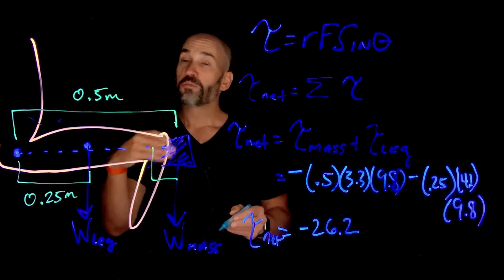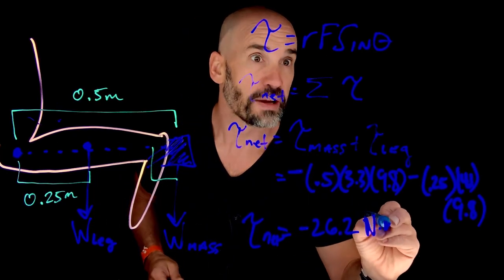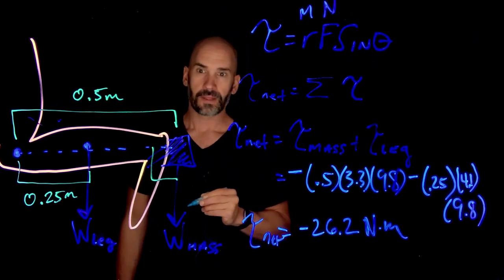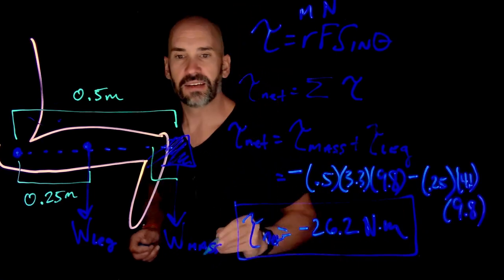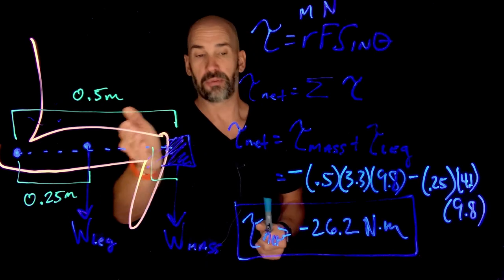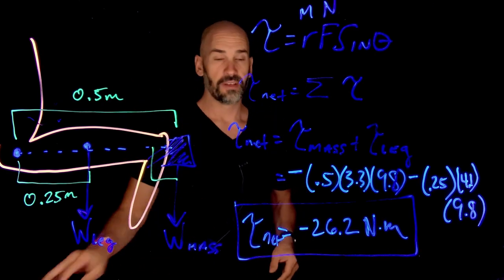And torque doesn't have any special units. It's just a newton meter, which makes sense because here's a meter and here's a newton. Okay, so we now know the net torque around this person's knee. You've taken your first step to understand how forces operate on the body in terms of torque, to create torques.